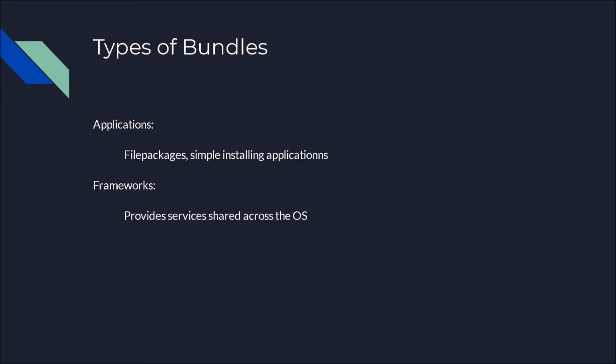And the framework. The framework bundle is similar to an application bundle, except that it provides services shared across the OS. Frameworks are system resources. Frameworks contain a dynamic shared library, so this means that different areas of the OS can access the services provided by the framework. Frameworks are always available for the applications and services running in the system, and they are not provided as file packages, so the user sees them as individual files that make up the framework.